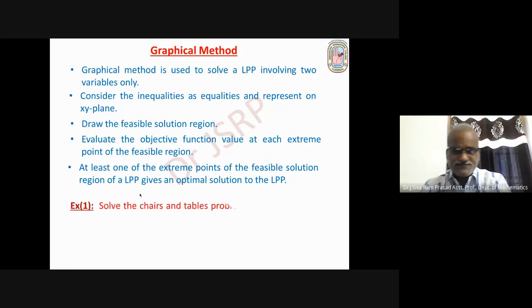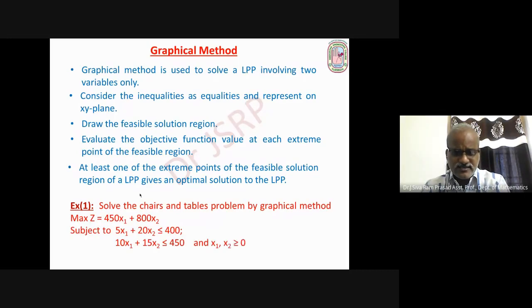Okay, right. So consider the example. In the first class, I have discussed the real problem, that is chairs and tables problem. I have formulated that problem. So consider that problem. So simultaneously follow, write the notes.